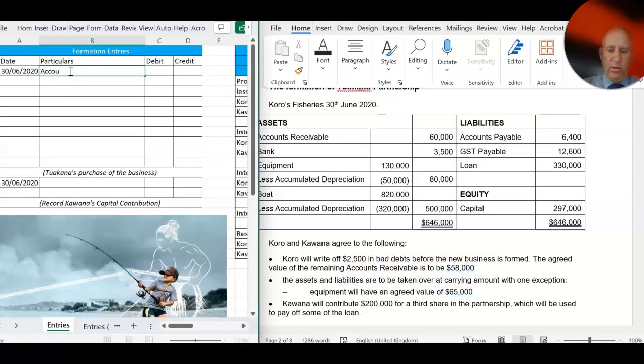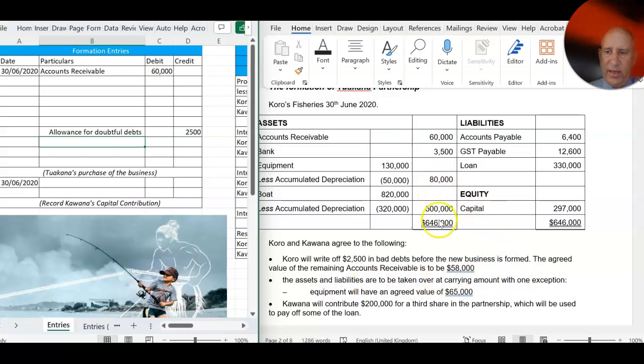We're going to type debit to accounts receivable of the 60,000. And somewhere down the bottom here, we're going to credit allowance for doubtful debts of 2,500. The reason for that is we think that we'll still be able to collect that 2,500. Well, it's still able to be collected, and so we're bringing it in, showing that we still can collect that debt.